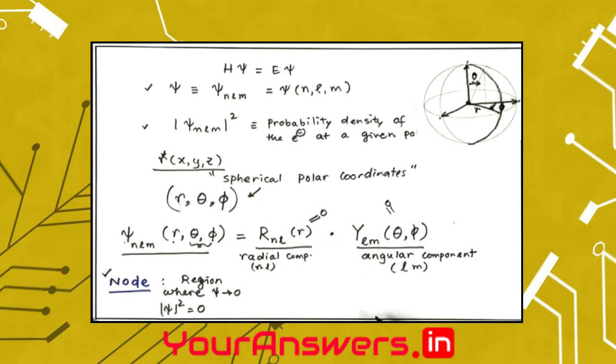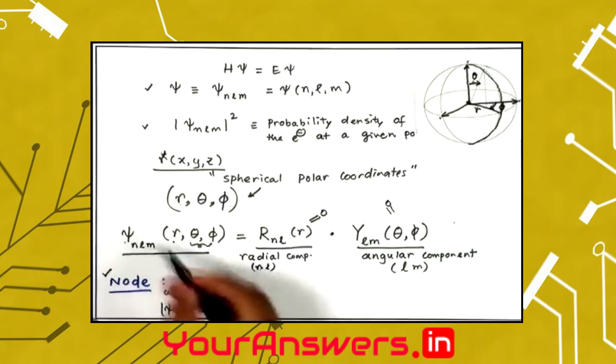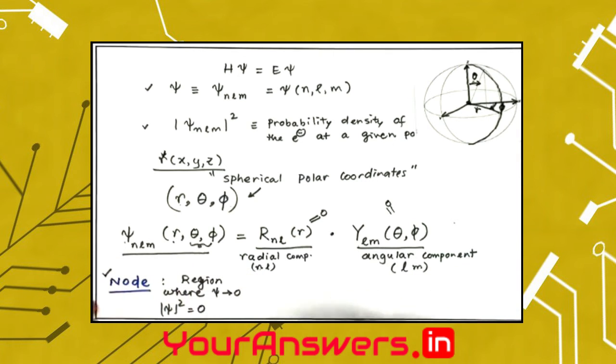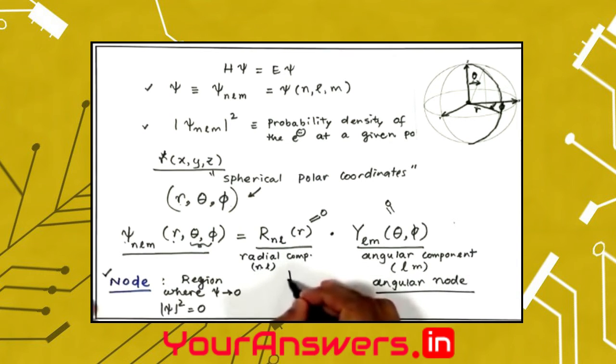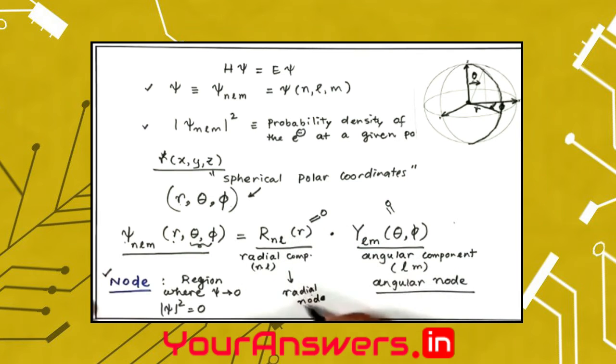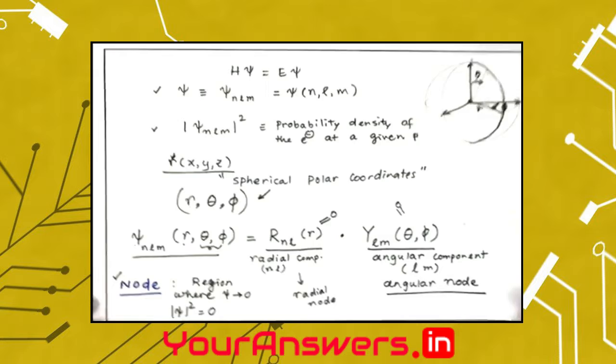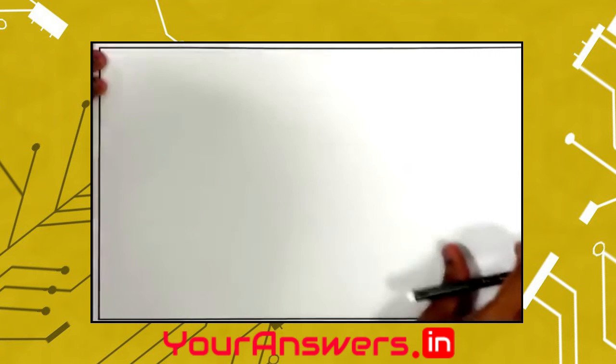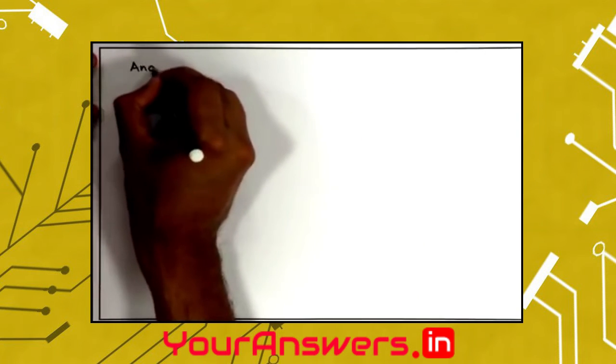When the angular component is 0, that is again a node, because the wave function vanishes. When the angular component is 0, we call that an angular node. When the radial component is 0, we call that a radial node. So, when the radial component is 0, this is a radial node. When this angular component is 0, then we call it an angular node. Now, we will discuss what we can know about these radial and angular nodes. Let us first discuss the angular nodes.